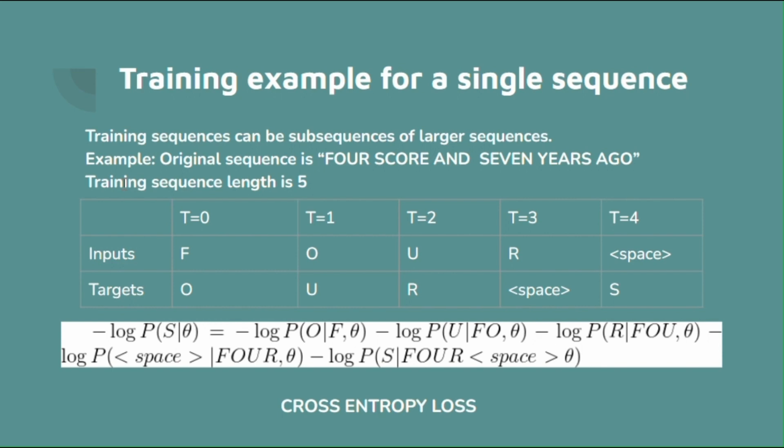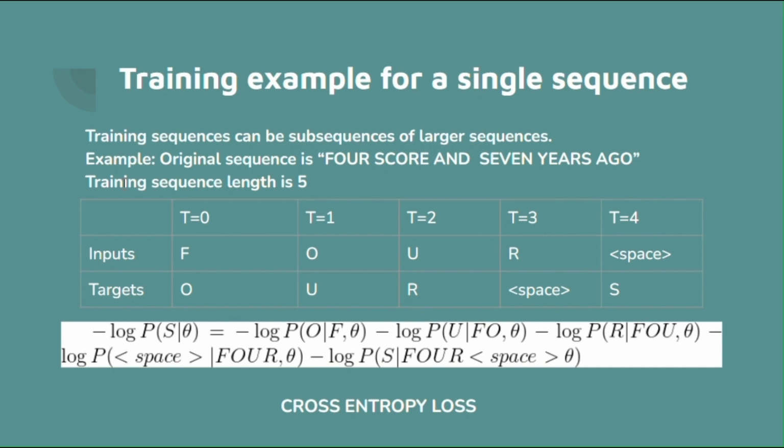Let's, for this example, consider that you are training a character level language model and the entire training text that is given to you is "4 score and 7 years ago". You decide to take training sequences of length 5. So your first training sequence would be "four space". Now the targets for it would be the actual next tokens. So at time step 0, the target would be O, then U, R, space and S. The final S is actually in the next sequence, but it is definitely the target for the last token of the current sequence.